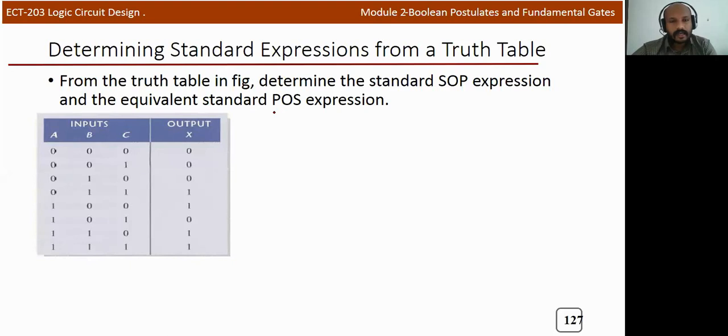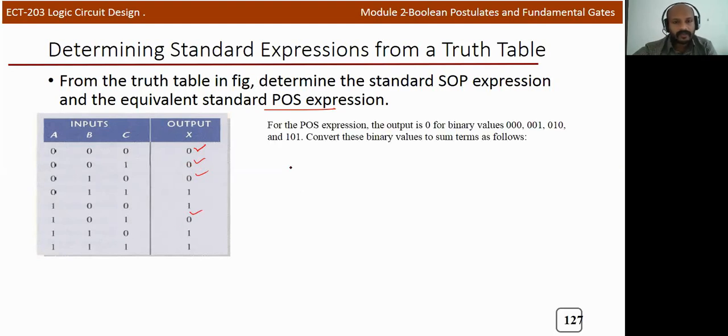So now we'll see how we can write the POS expression from the two tables. In order to write the POS expression from the table, we will observe when the function value is 0. We are getting 1, 2, 3, 4, so 4 different cases where the function value is equal to 0. And we need to write the sum terms for which we are getting 0.